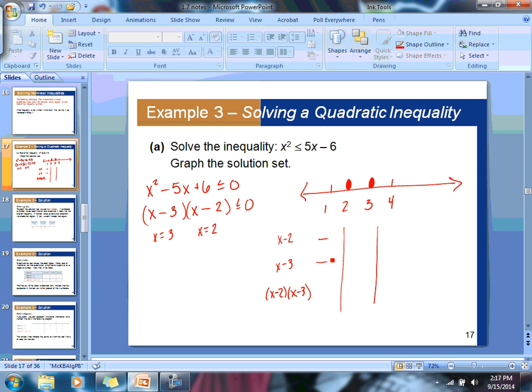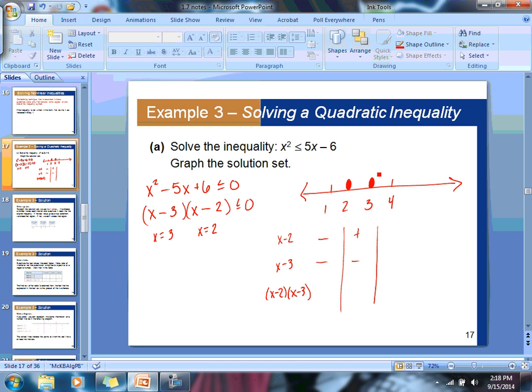So I'm going to pick values that are to the left of 2. So I just picked 1 because it's a nice whole number. Now I have to pick a value in between the 2 and the 3. So let's just pick 2.5 because it's an easy value. You could pick any value you want. If you want to pick 2.9999999, that's fine. I'm just going to pick 2.5 and substitute it into these little expressions. So 2.5 minus 2, that's a positive value. 2.5 minus 3, that's a negative value.